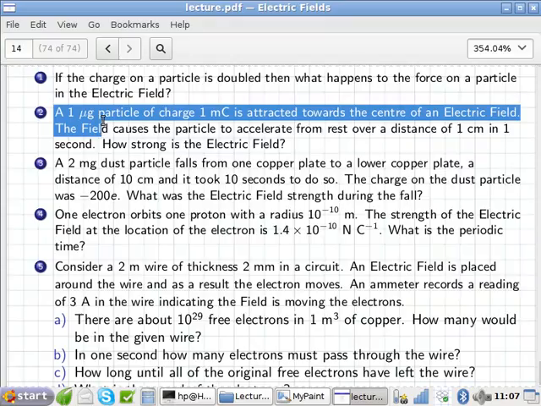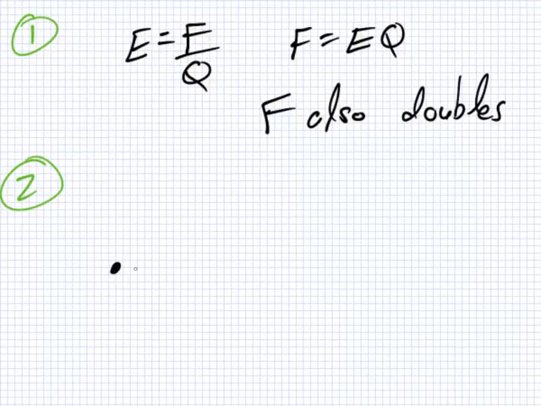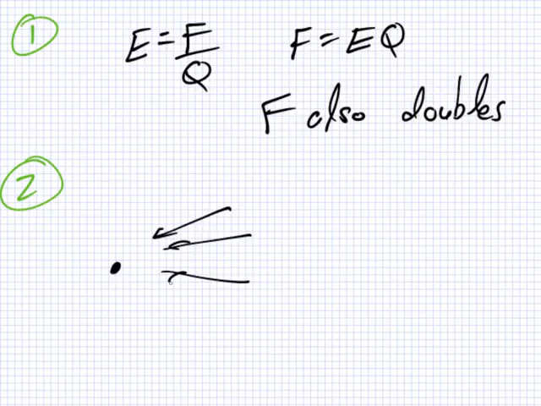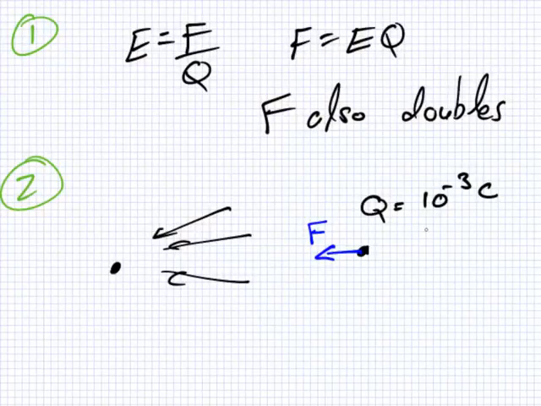Question 2. A 1 microgram particle of charge 1 millicoulomb is attracted towards the center of an electric field. The field causes the particle to accelerate a distance of 1 centimeter in 1 second. How strong is the field? So what's happening here is you have a field and a particle here, and its charge is 10 to the minus 3 coulombs, and there's a force pulling on it, of course. Now you can work out the... do we know the mass? We do. The mass is 10 to the minus 6 kilograms.